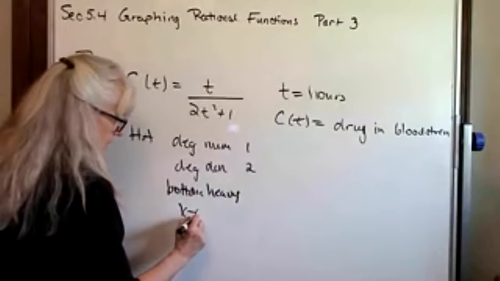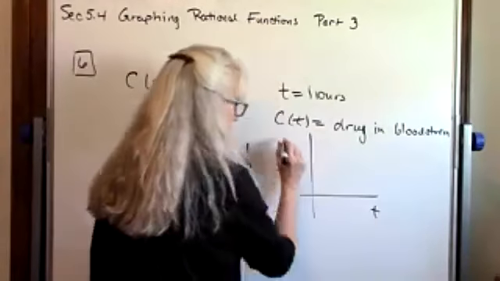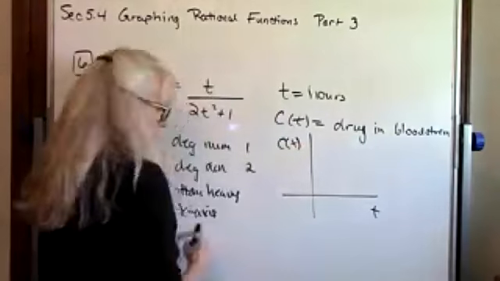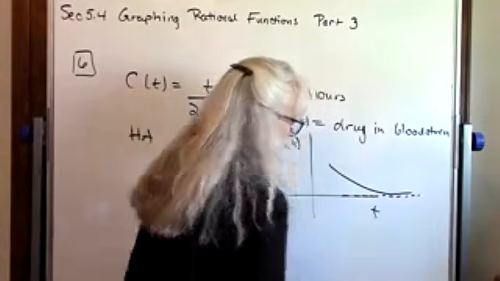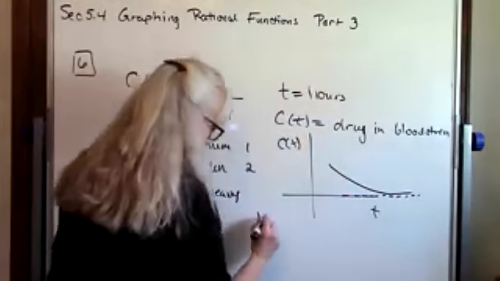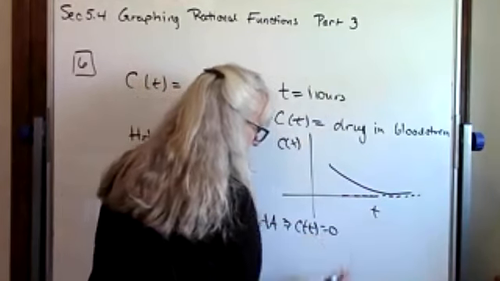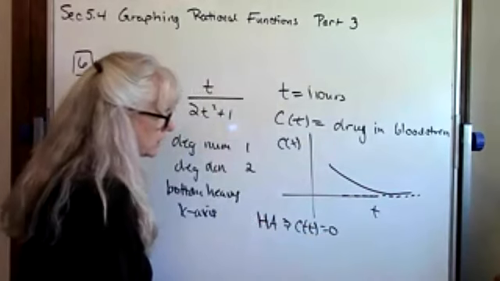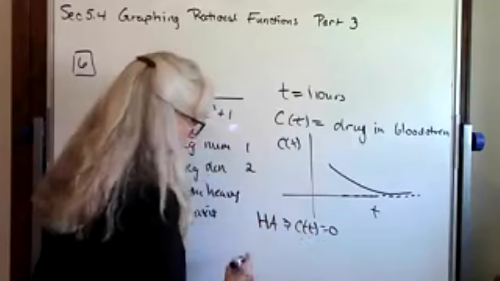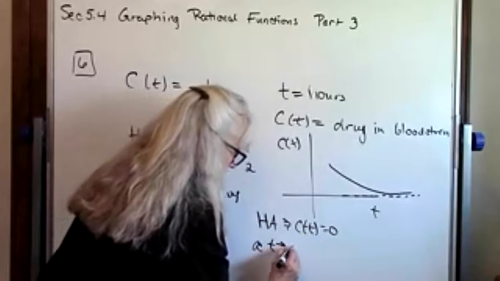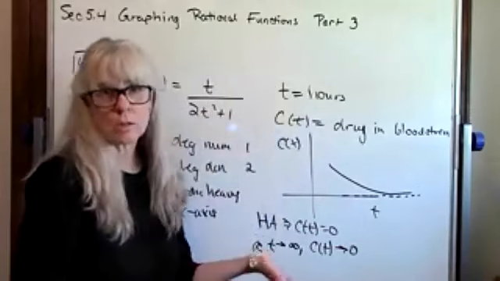So it's the x-axis. Okay, so what we're graphing is time and concentration. So what we're saying is way out here at infinity, this graph is coming in and doing this. So the dotted line is sitting right along with it. So our horizontal asymptote would be the line C of T equal to 0 or C equal to 0. And what this is simply saying is that as time increases, the amount of drug in the bloodstream goes to 0. So as T increases without bound, the concentration is going towards 0, which makes sense. The drug is wearing off.